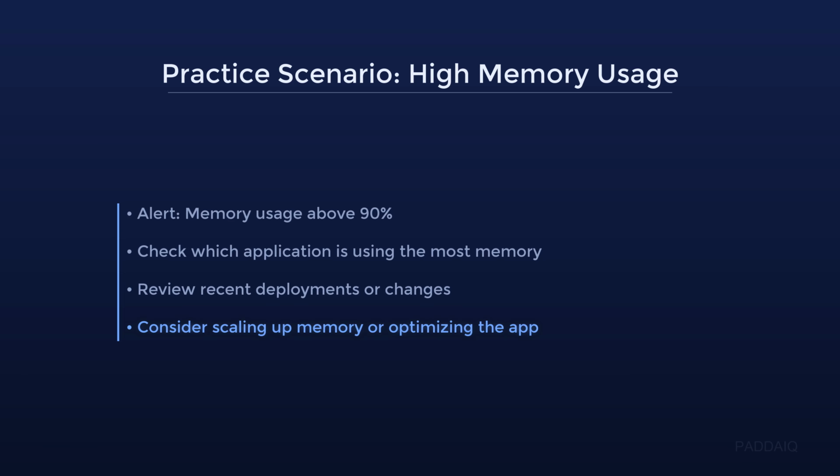Consider scaling up memory or optimizing the app. This means either increasing the memory allocation for your application or improving its code to use memory more efficiently. For instance, if a shopping cart app slows down during peak sales, it may need more memory to handle increased traffic. This approach ensures your application remains performant under load.